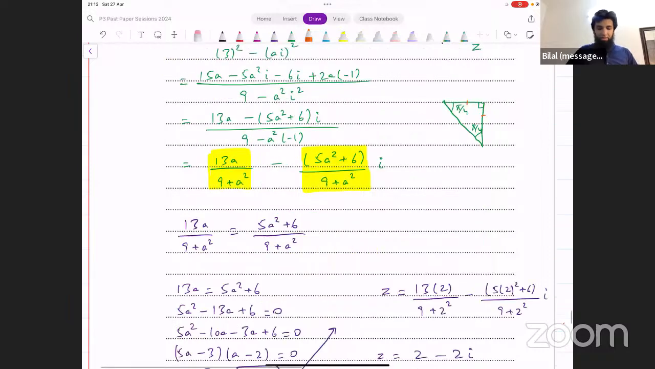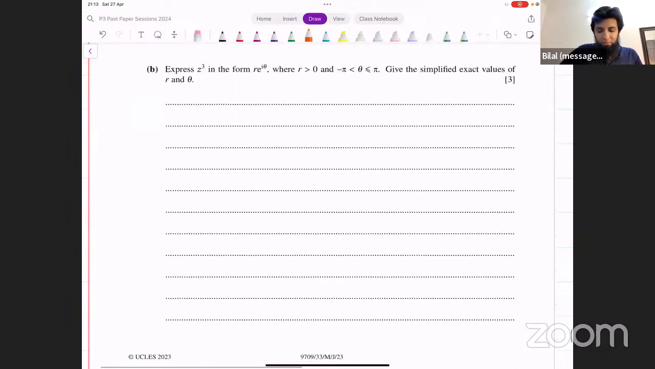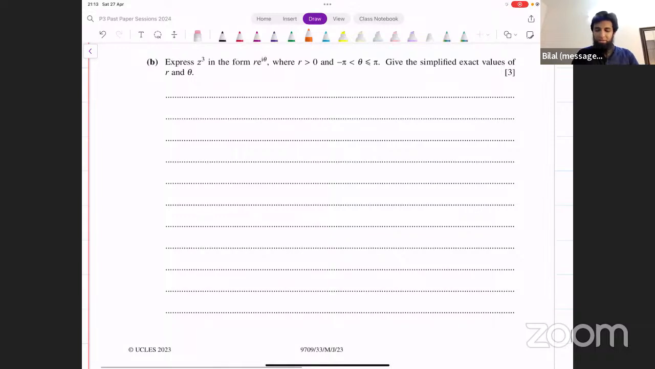All right, let's look at the next part now. Now it says express z cube in the form r e raised to power iota theta, where r is greater than 0, theta is between minus pi and pi. Give the simplified exact values of r and theta. Okay, so how do we think about this now? z equals 2 minus 2 iota.